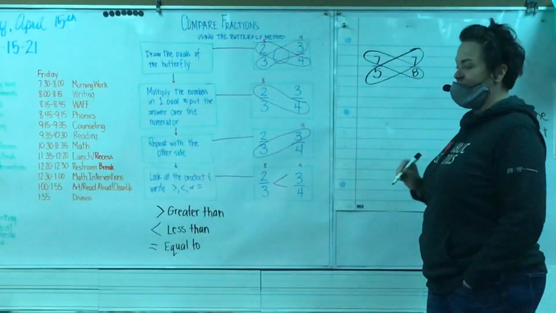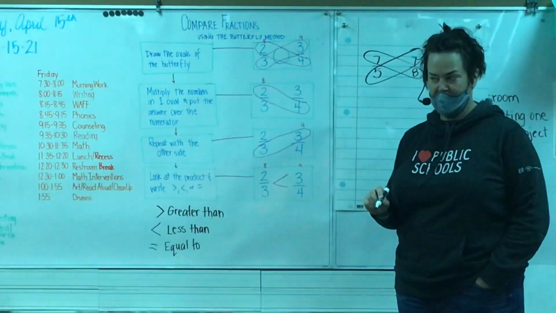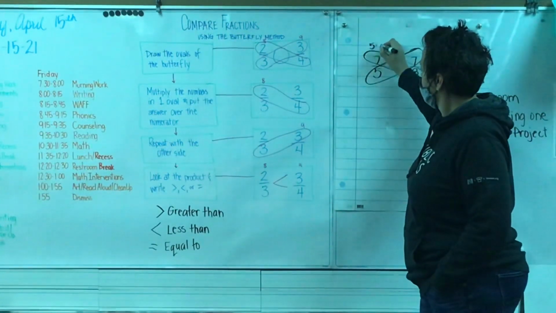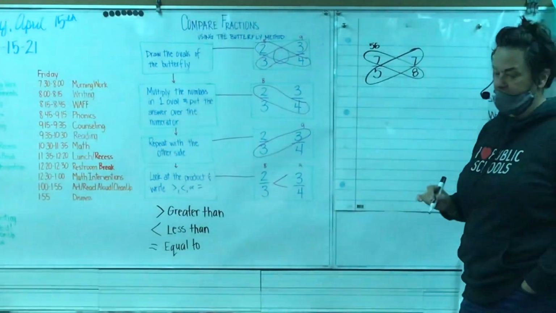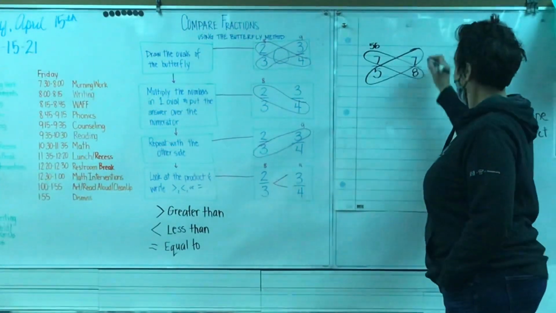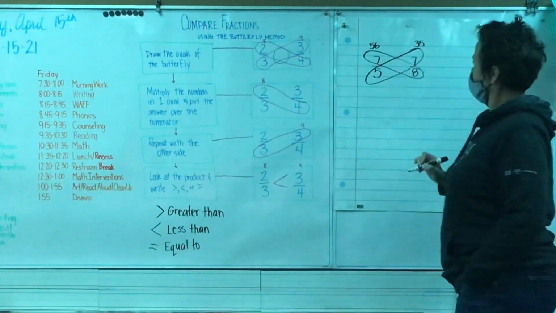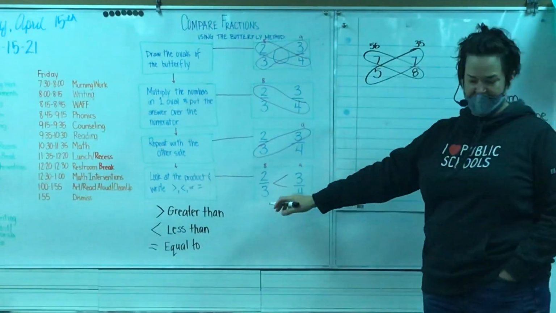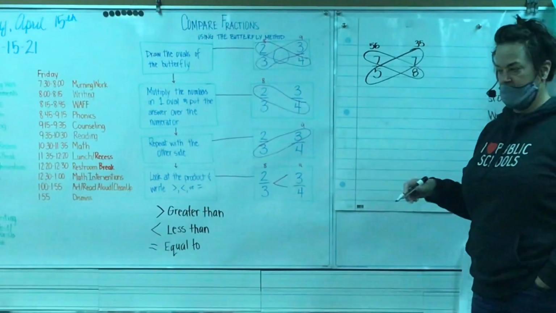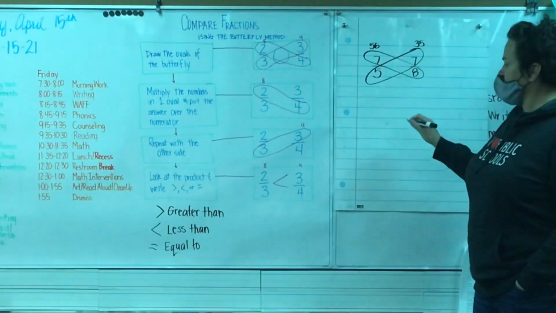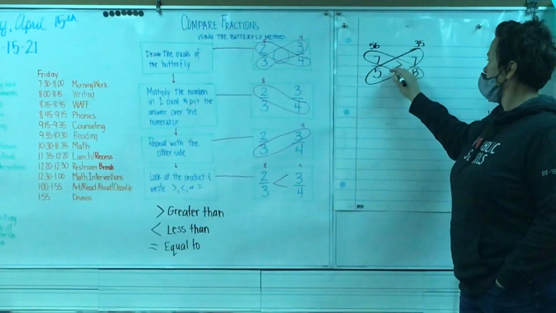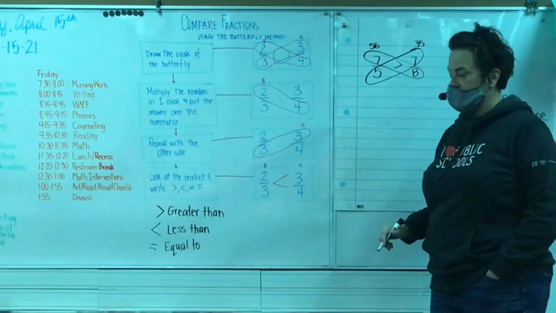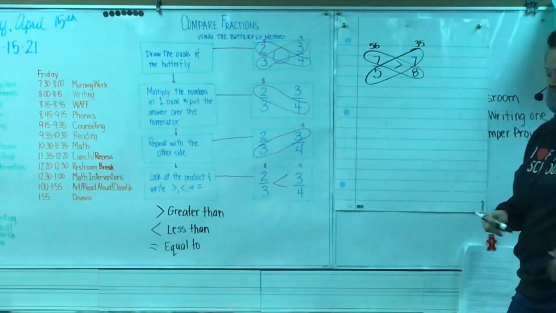Okay, so multiply 7 times 8. Ooh, that's a tricky one. What is it? It is 56. 7 times 5. That one's tricky. Is 56 greater than 35, 56 less than 35, or are they equal to each other? 56 is greater than. Remember, it's always open to the big number. So 7/5 is greater than 7/8.